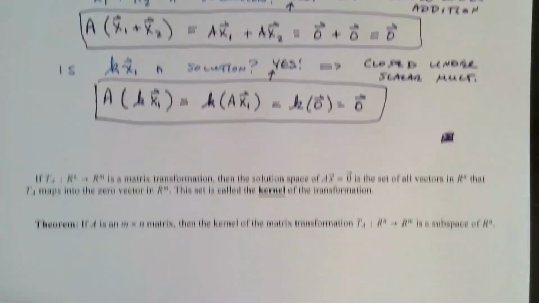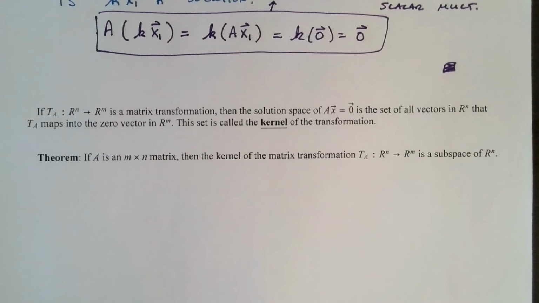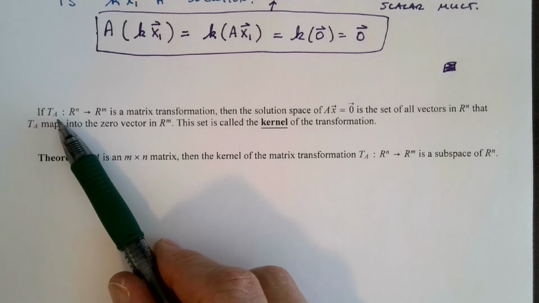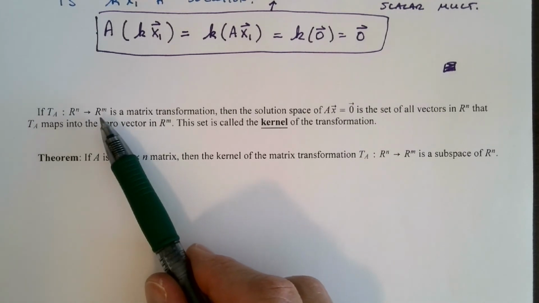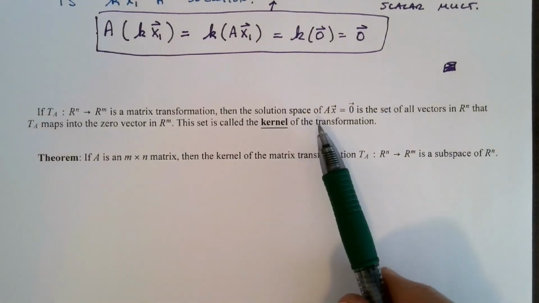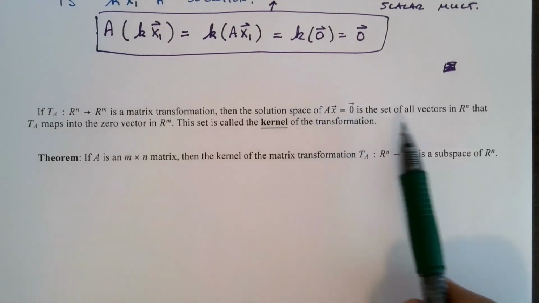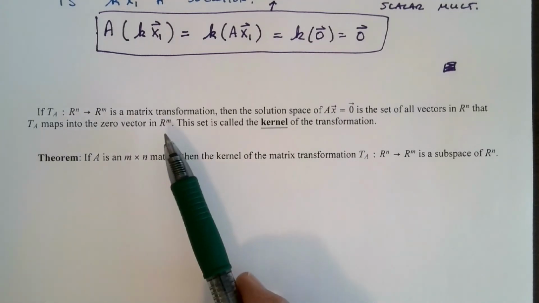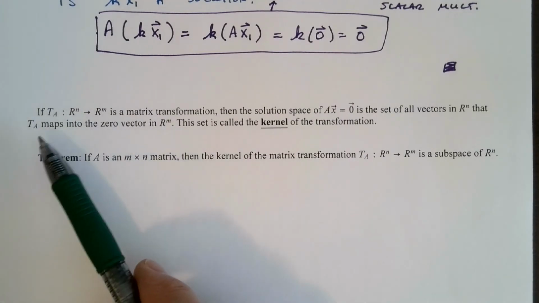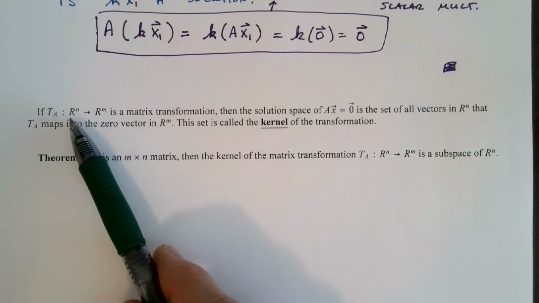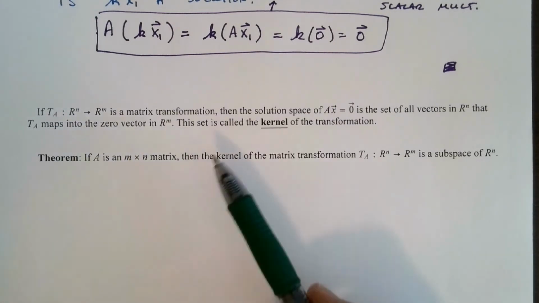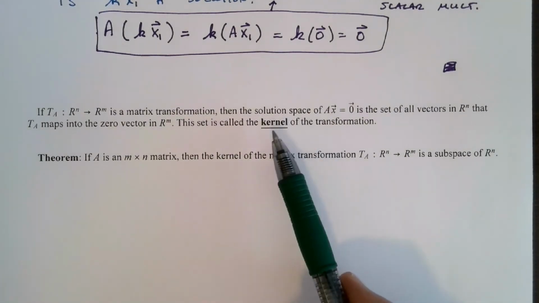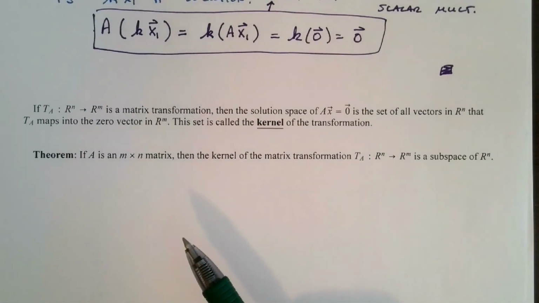parameterize. Now, we did talk a while back, if you remember, about matrix transformations, and we'll come back to this a little bit later. If we have a matrix transformation from n space to m space, then the solution space of AX equals 0 is the set of all vectors in n space that this transformation maps into the 0 vector in m space. So for multiplication by the matrix A, any n-tuple that gives us the 0 vector, the set of all such vectors is called the kernel of the transformation. So the kernel is the name we give this set in this case.